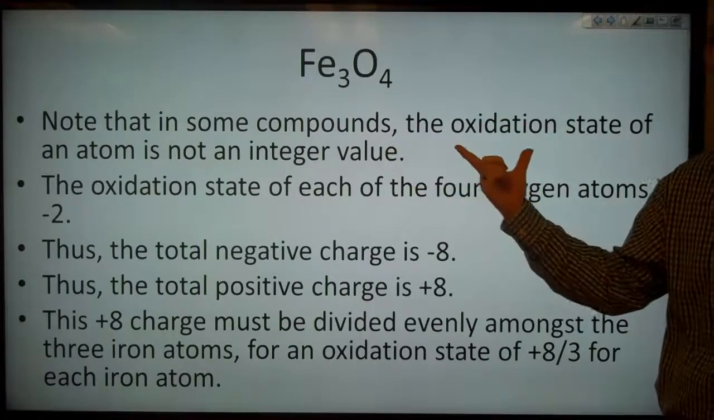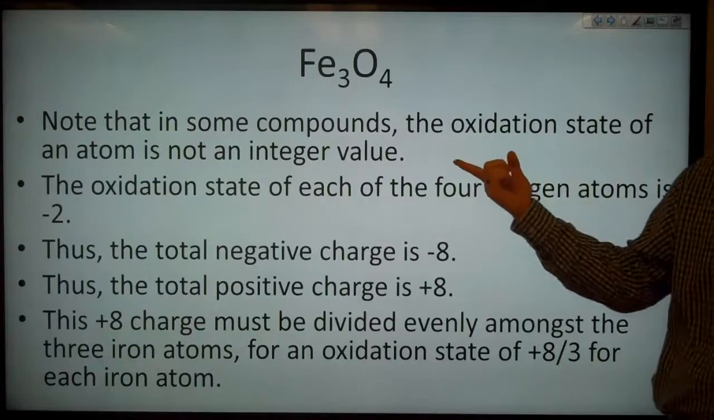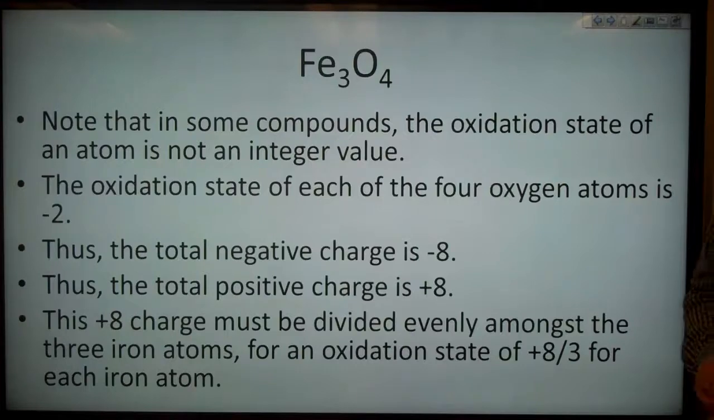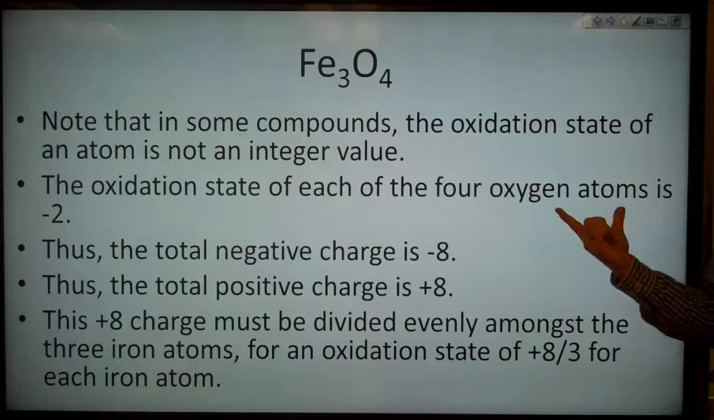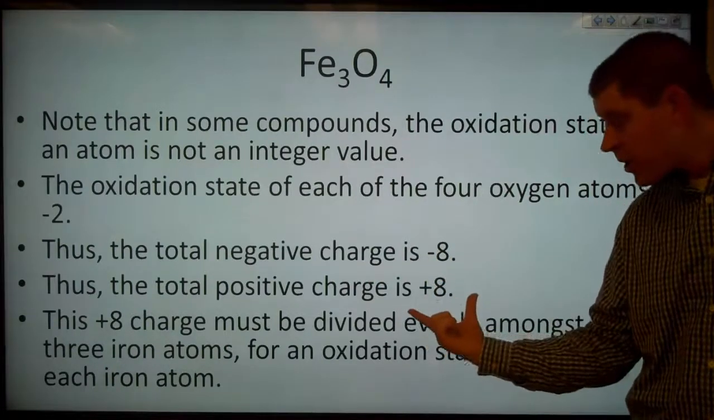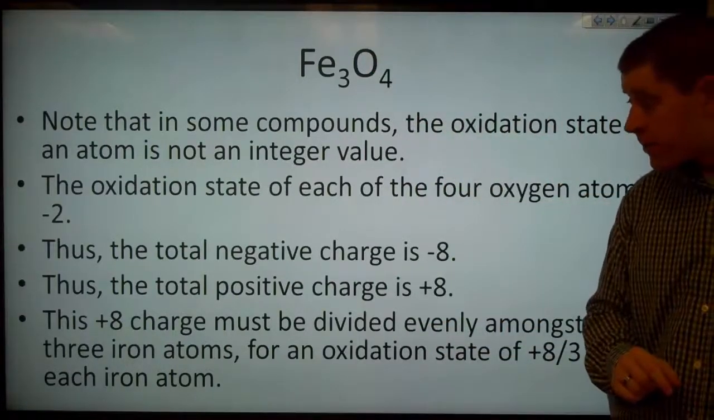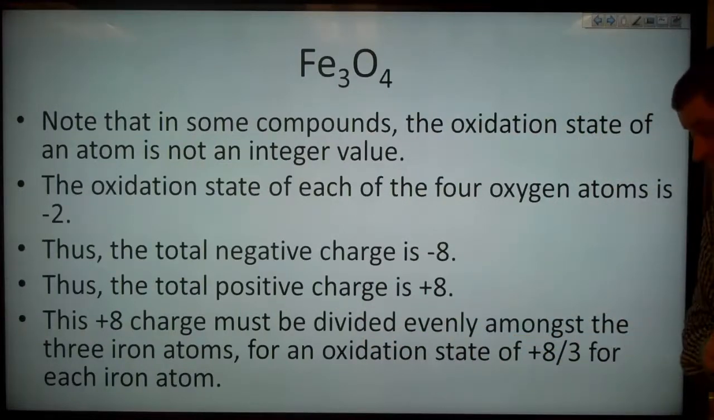Note that in some compounds, the oxidation state of an atom is not an integer value. So the oxidation state of each of the 4 oxygen atoms in iron oxide here, this is iron 3 oxide, is -2. This means that the total negative charge is -8. The total positive charge has to be +8 because this is a compound, so we have no overall charge. And this +8 charge has to be divided evenly amongst the 3 iron atoms.